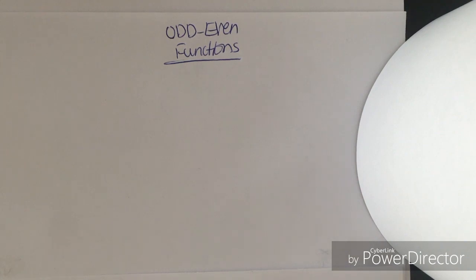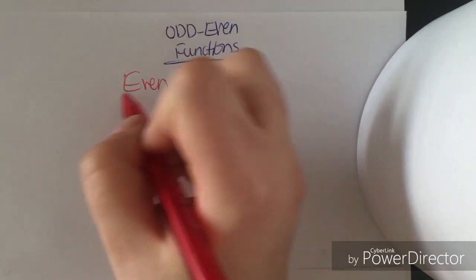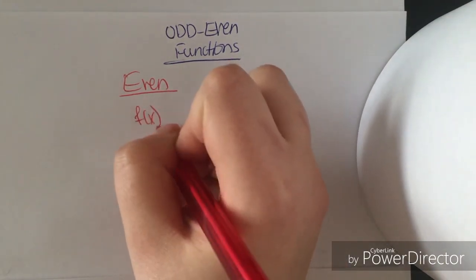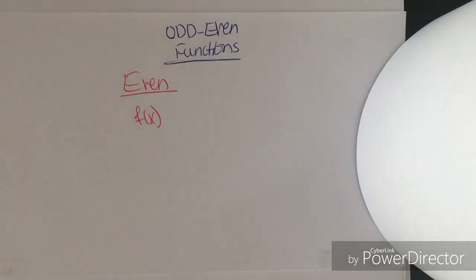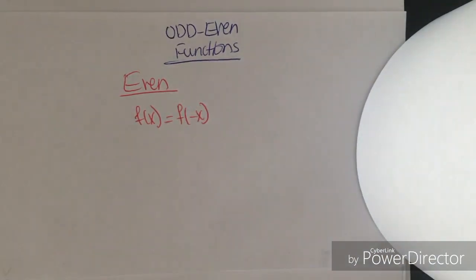Today I want to talk about odd and even functions. Let's see what an even function is. Whenever we have a function called f of x, whenever f of x equals f of negative x, then this is an even function. What does this mean?